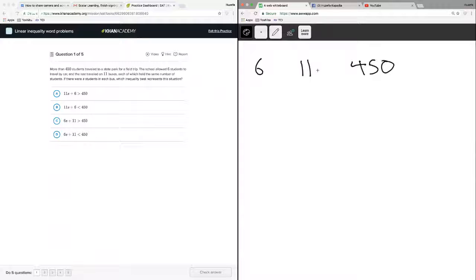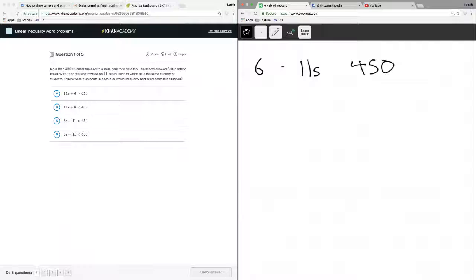We'll say X, not S, because S is always weird. Oh, well, they're saying S. Never mind. I don't understand that, because it always looks like a 5, so we'll do a little S. If there were S students on each bus, which inequality best represents the situation?